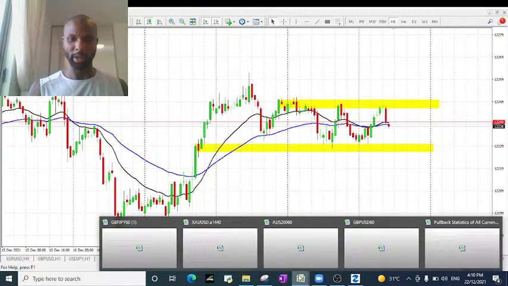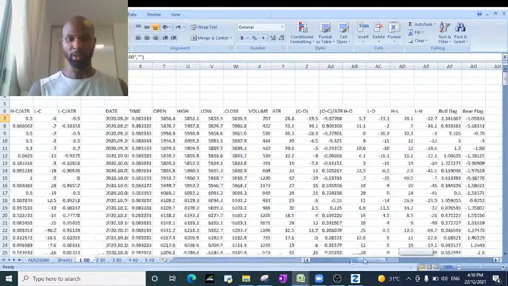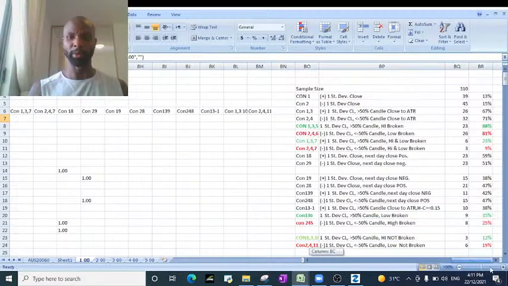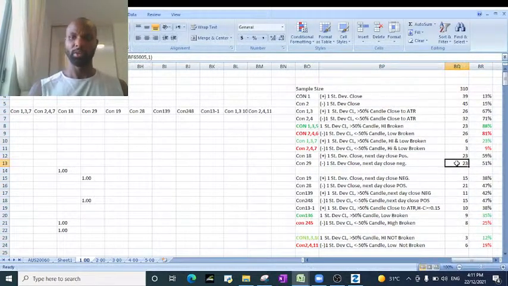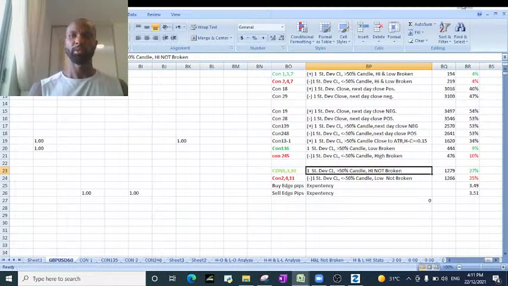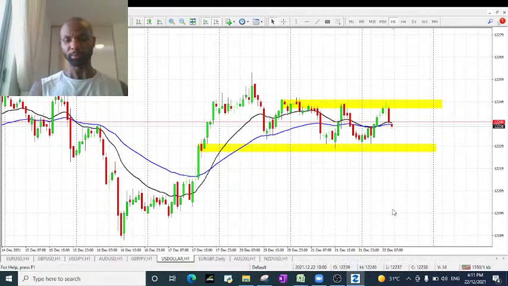Like you see the type of work I do in Excel. So this is ASS 200. You have to do the work, man. See, these are your statistics. You have to get your stats. That's how you build up your edge.